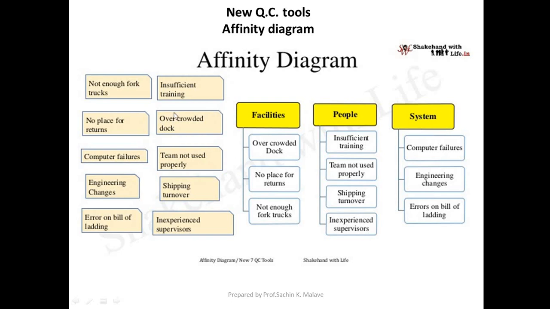Okay, so some data is there: not enough forklifts, no place for returns, computer failures, engineering changes, error on bill of lading, insufficient training. All this data is grouped under 3 heads. One head is facilities, so everything which is related to facility will come under this. Then people, so everything related to people will come under this head, and system. So these are based on the natural relationship, isn't it?